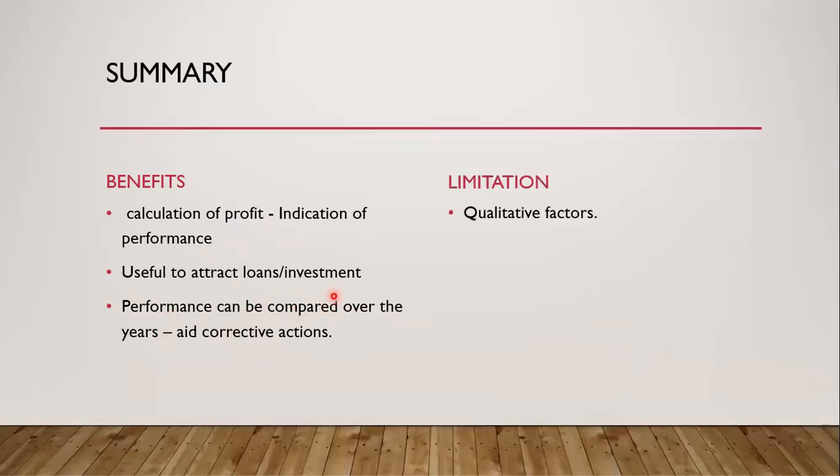When I talk about limitations, it doesn't show qualitative factors. An income statement doesn't talk about the customer satisfaction, employee motivation, or if there are any environmental problems from the business to the community. It doesn't talk about anything. Or if the business is suffering from bad reputation, income statement will never show that.